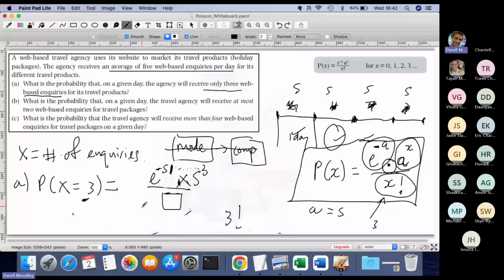One second, class. I'm trying to figure out where the button is. Ah, there it is.